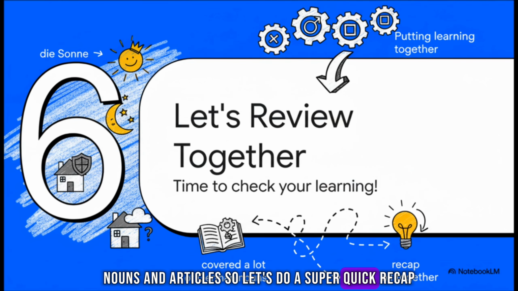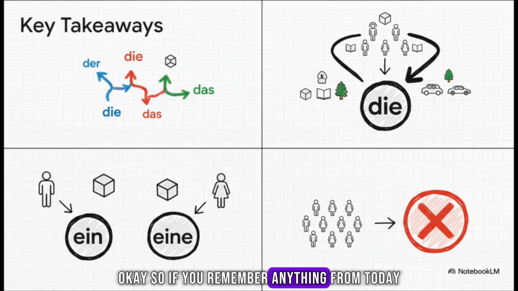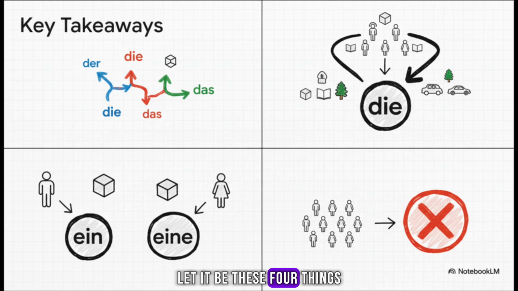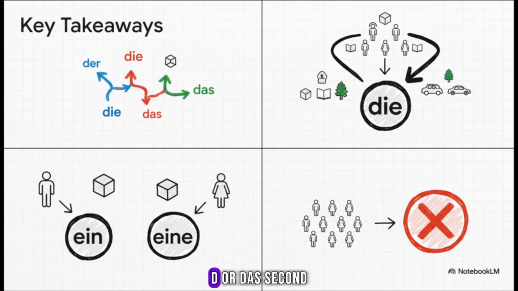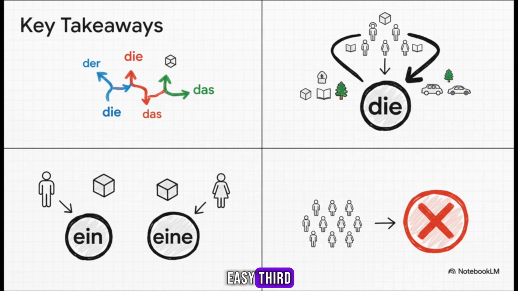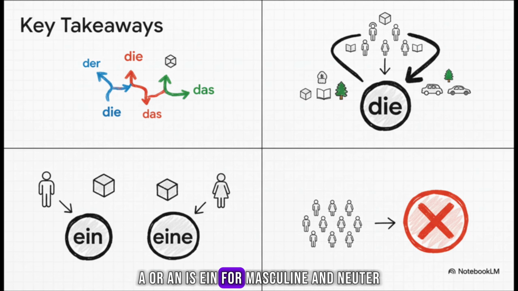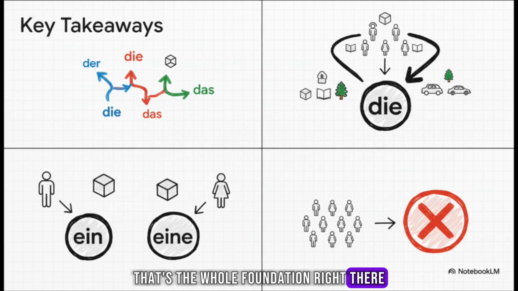So let's do a super quick recap just to lock it all in your brain. Okay, so if you remember anything from today, let it be these 4 things. First, German nouns have one of 3 genders, shown by der, die, or das. Second, the magic word for the in the plural is always die, easy. Third, a or an is ein for masculine and neuter, and eine for feminine. And finally, number 4. When it comes to plurals, there's no word for a or some. You just use the noun. That's it. That's the whole foundation right there.